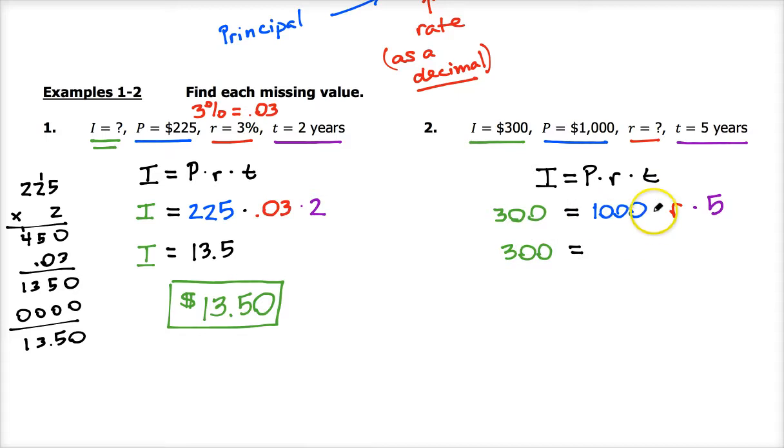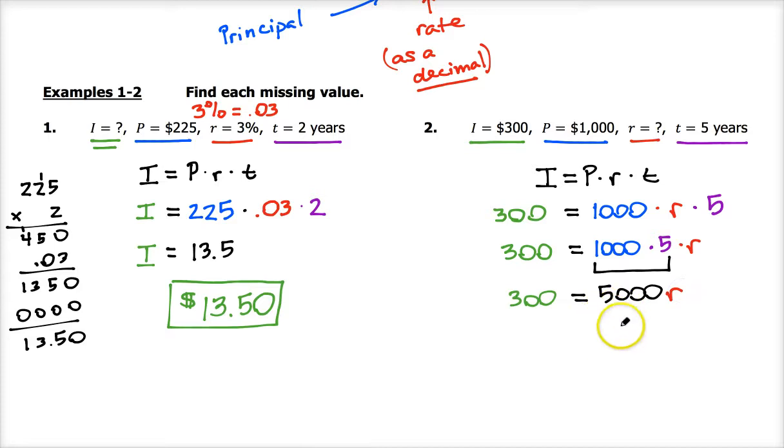And this is 1,000 times R times 5 on the right side of this equation. Remember, multiplication we can do in any order. So I can rearrange this so that it's 1,000 times 5 times R, and just switch my R and my 5 around. And we know 1,000 times 5 is 5,000. So this becomes 300 equals 5,000 times R, or 5,000R.